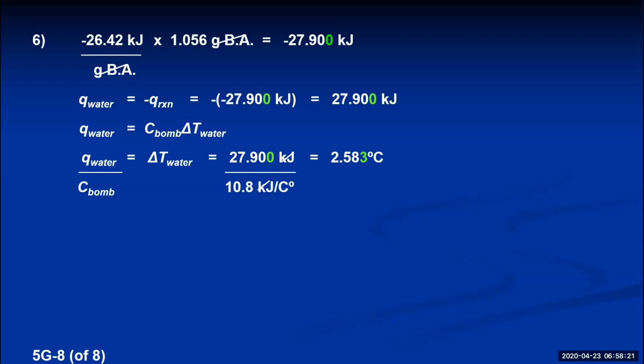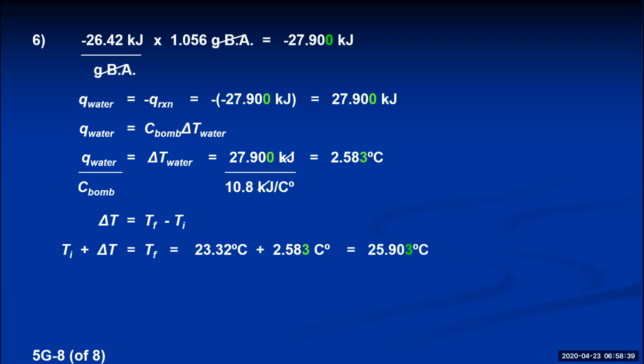If we want the final temperature, the change in temperature is final minus initial. You're just going to add the initial temperature to the change in temperature, and that will give you the final. So 23.32 degrees Celsius, our initial temperature, plus 2.583, our change in temperature, will give us 25.903. And because the 23.32 and the 2.58 are both accurate 2 places past the decimal point, our answer will be rounded 2 places past the decimal point. So you'll say your final temperature of the water in the bomb calorimeter should be 25.90 degrees Celsius.